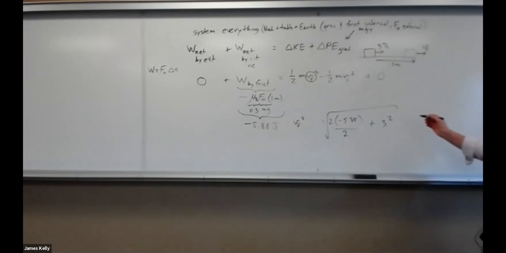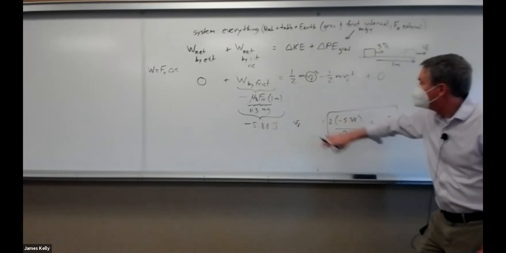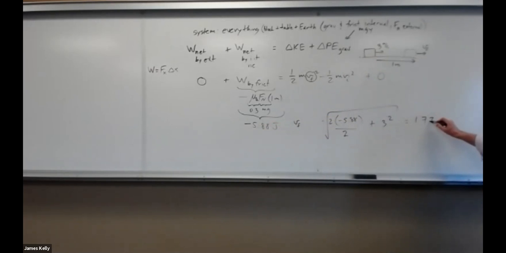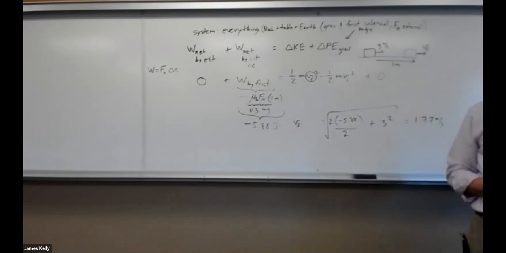What'd you say? After you take the square root, so yeah, the square is gone. 1.77 meters per second. Kind of makes sense, right? It hasn't come to a rest. We pushed it at 3, right? It's not going to be less than 3. It's not going to be greater than 3, but this is somewhat down.